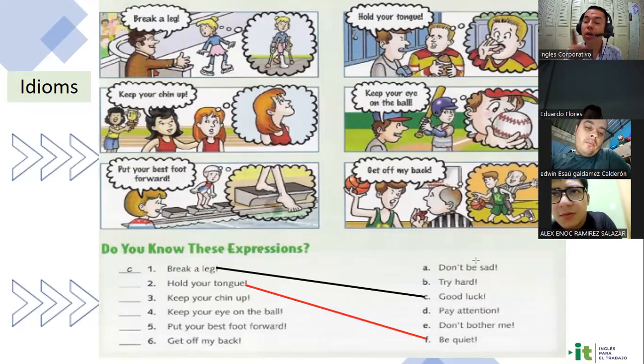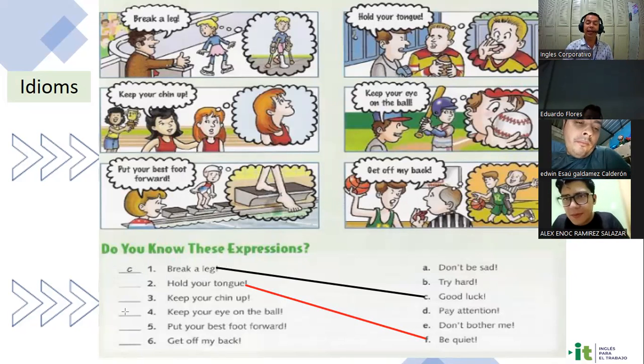Hold your tongue. Shh. Be quiet, right? Be quiet. And keep your chin up. Mantén la barbilla en alto, right? Keep your chin up. In this case, it is don't be sad.